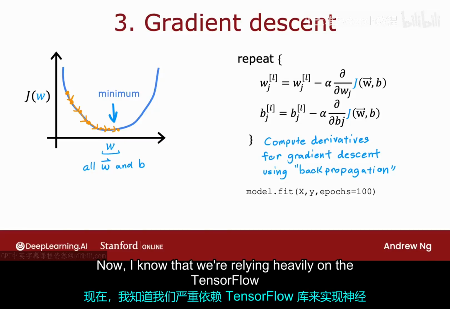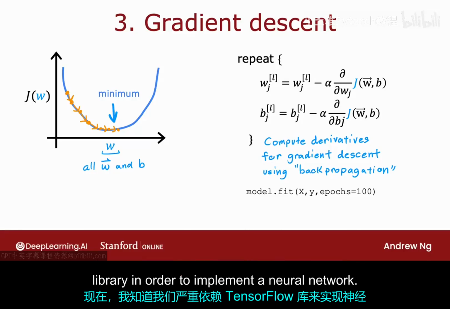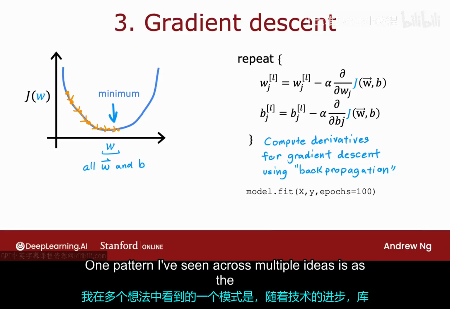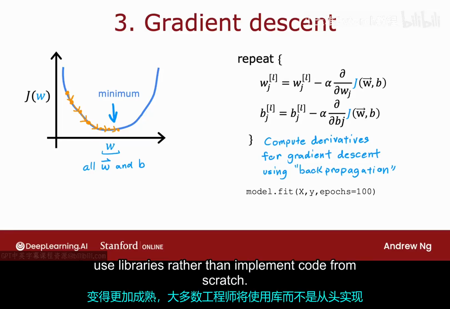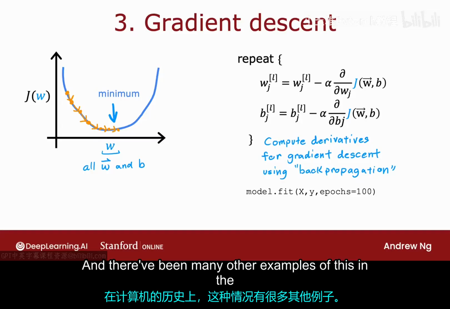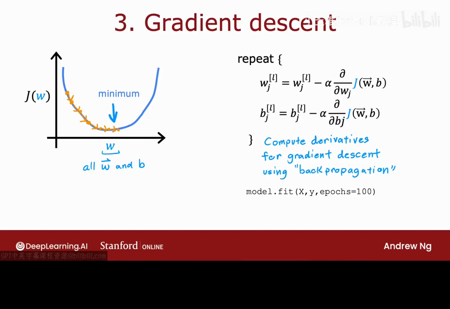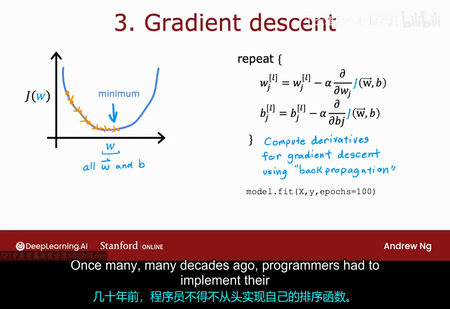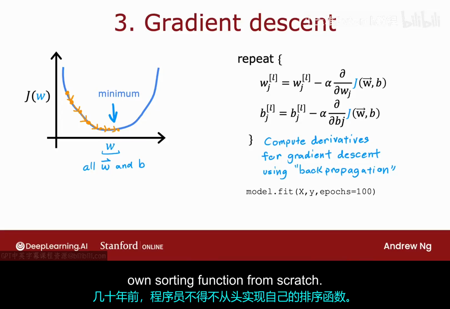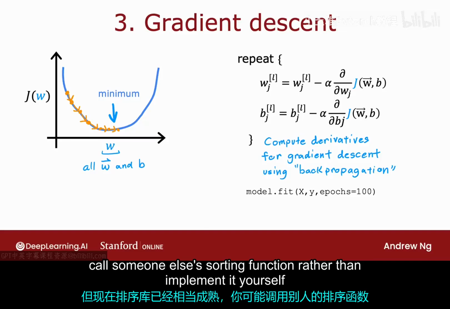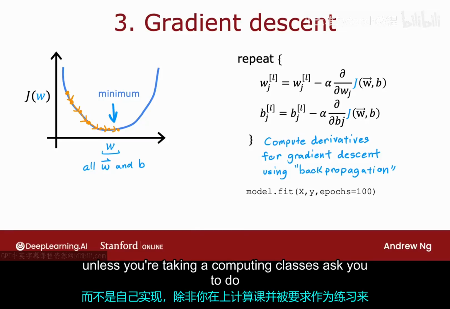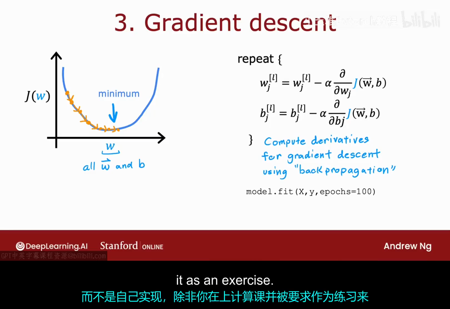Now, I know that we're relying heavily on the TensorFlow library in order to implement a neural network. One pattern I've seen across multiple ideas is as the technology evolves, libraries become more mature and most engineers will use libraries rather than implement code from scratch. And there have been many other examples of this in the history of computing. Once, many decades ago, programmers had to implement their own sorting function from scratch. But now sorting libraries are so mature that you probably call someone else's sorting function rather than implement it yourself, unless you're taking a computing class that asks you to do it as an exercise.